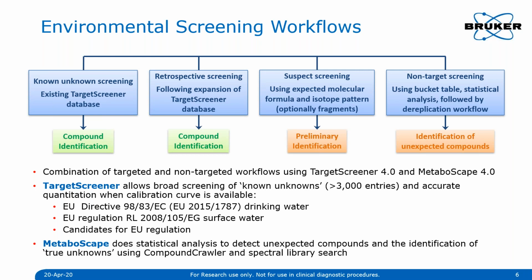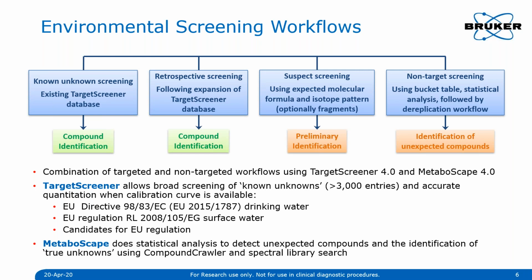Speaking of databases, the TargetScreener database includes over 3,000 analytes. The method allows to screen for all these chemicals at once without targeting any of them specifically. Analytes in a database are referred to as known unknowns, and I know it can be a little confusing. And any compounds not listed in a database are referred to as true unknowns. The method allows to detect and identify them through non-targeted screening using a workflow originally developed for metabolomics applications.